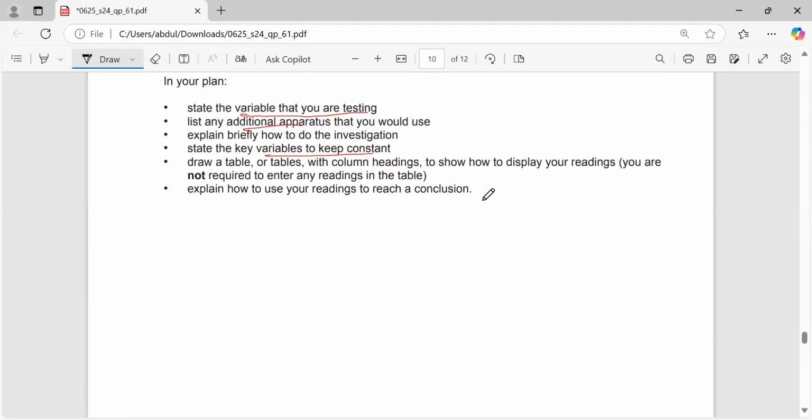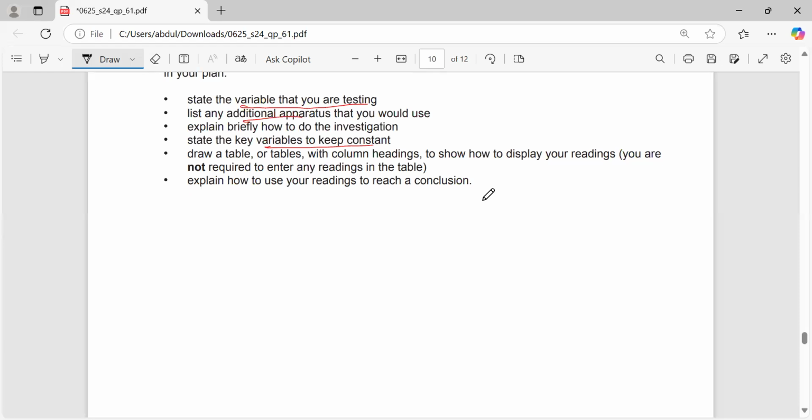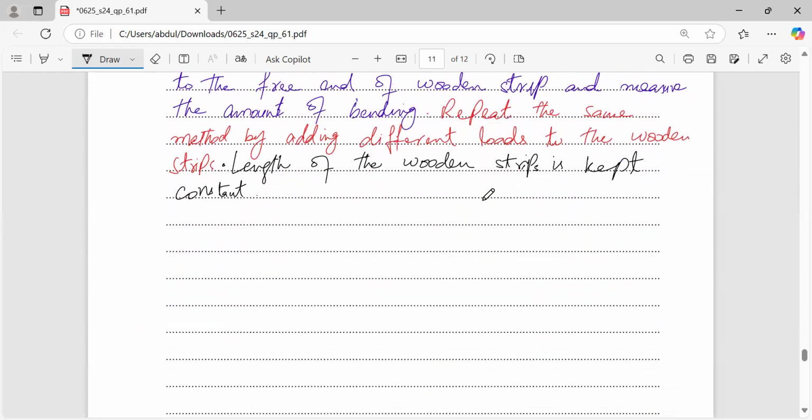Then of course next is the table. So in the table you can draw the independent variable in the first column, and bending in centimeter you can write, or change in height from the ground, that you can write, no problem. And we are not supposed to write any of the values over there.